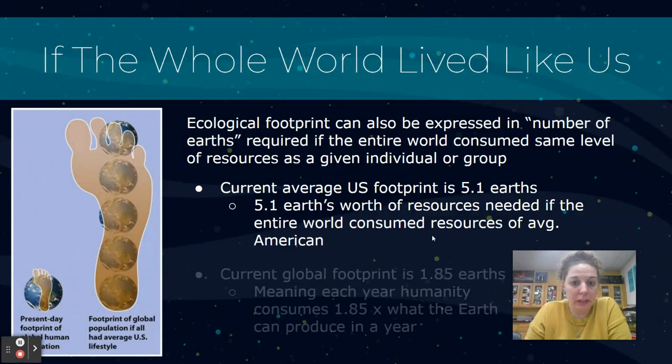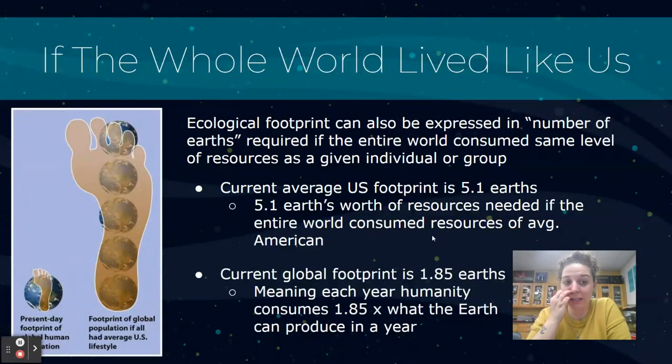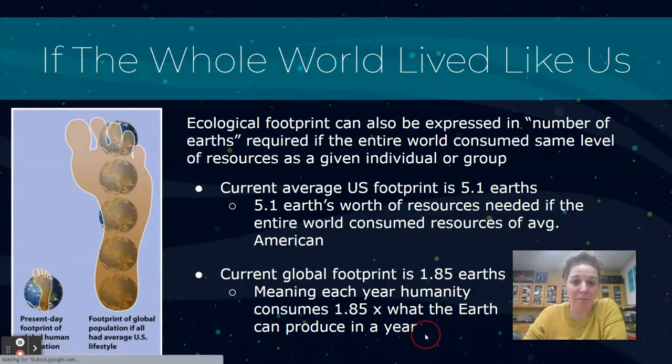So it's a lot. To put it into perspective, the current global footprint on average is only 1.85, much lower than the United States at 5.1. But that's still not the best, because it means every year we're consuming 1.85 times what the Earth can produce in 1 year. We may have an excess that we're using from years past, but we're still using quite a bit more than what the Earth can supply.